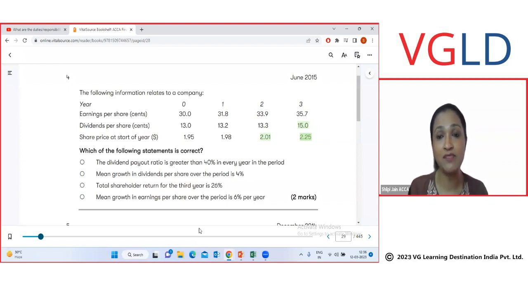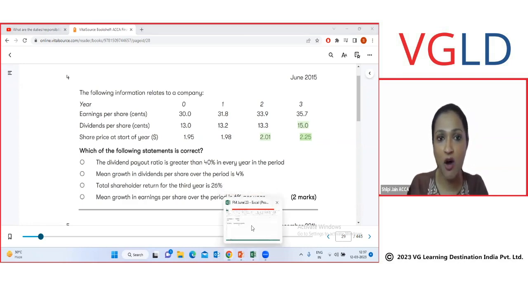Mean growth in dividends, which means from one period to the other. So calculate mean growth of dividend. So it has increased to 15 from 13 over a period of 3 years. So calculate mean growth. Total shareholder return in the third year is 26%. I really cannot calculate total shareholder return because I don't even have the share price as at the end of the third year, right? So the third point, I really cannot even calculate. Mean growth in earnings per share of the period is 6% per year. Let's check which one of the following statements is true.